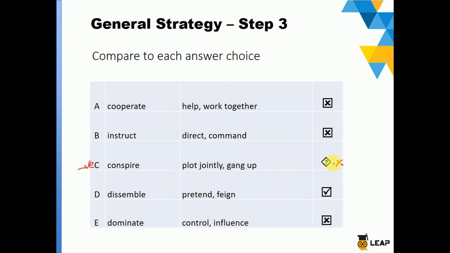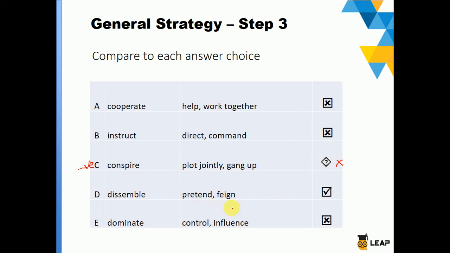Another reason why I put a question mark here is because some of you might find conspire a little bit of a complicated word. If you don't know it well enough, we can always move on. The next word is dissemble, which kind of actually is a little complicated, right? It's not a word we come across in our day-to-day lives, so a lot of you may not know the meaning of this word, which is of course the correct answer. It means to pretend or to feign.